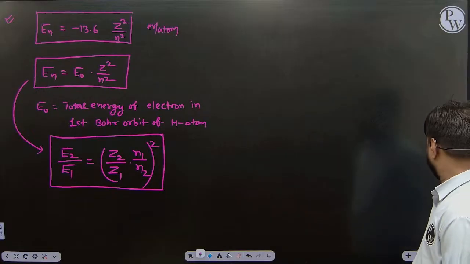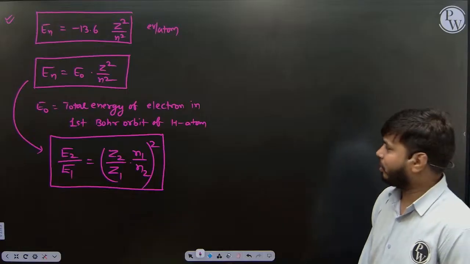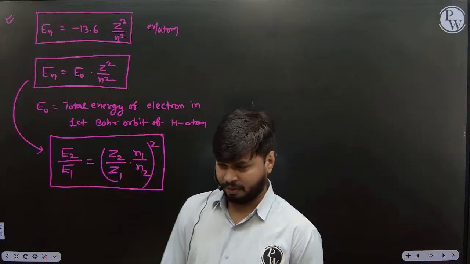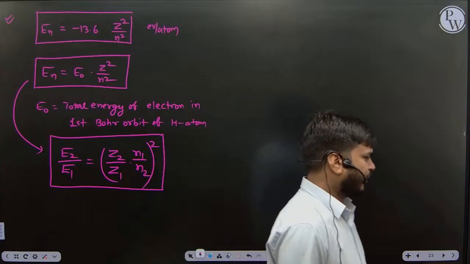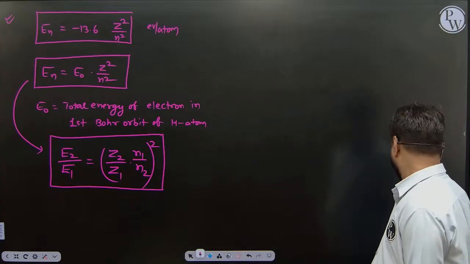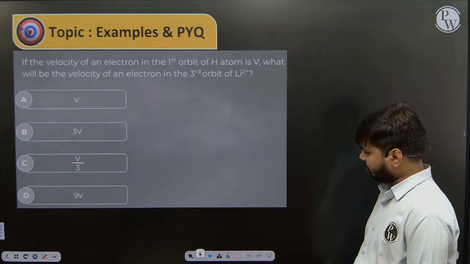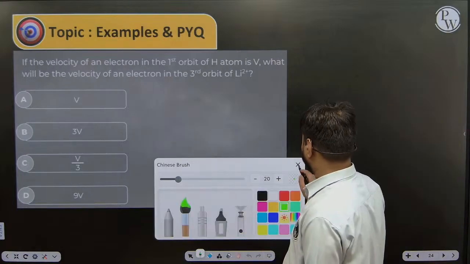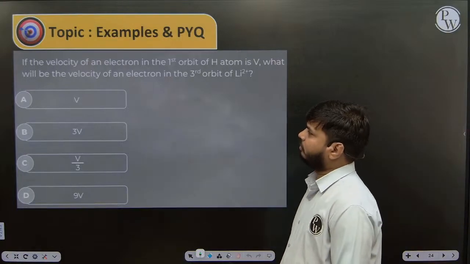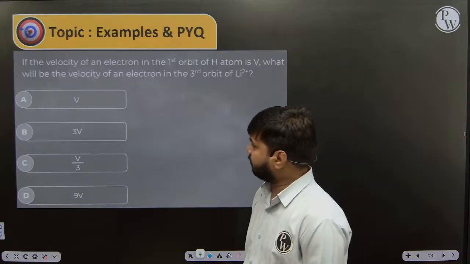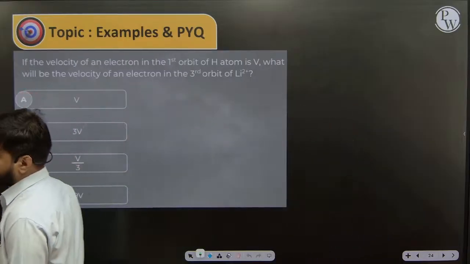Now we are going to do the questions based upon these formulas, so they will be much clearer to you. So let's come to our questions. This is the question in front of us. Just read it for 1 minute and then we will be solving this question.